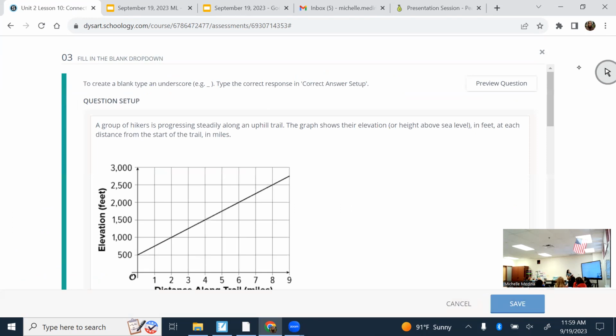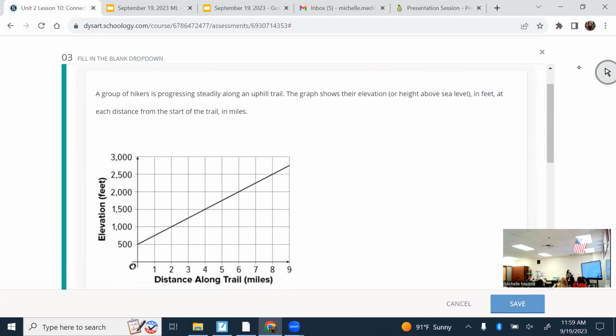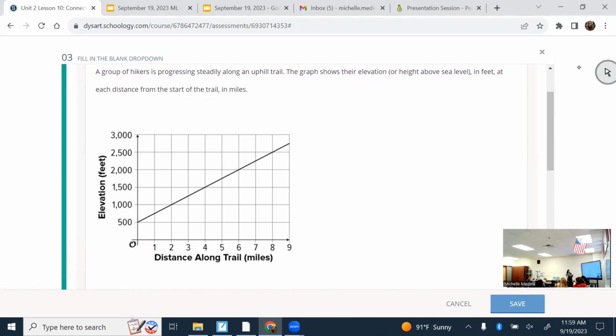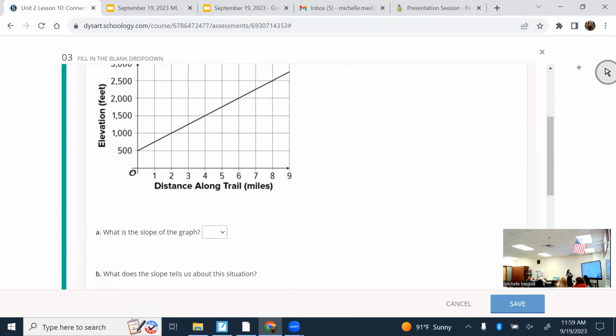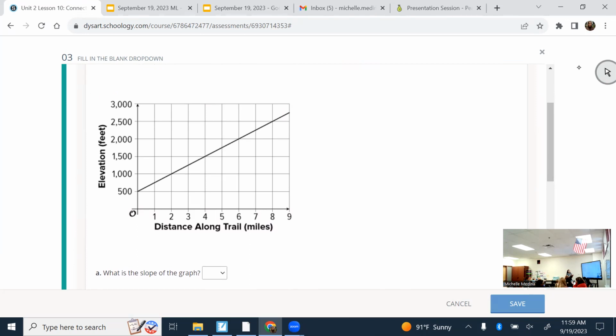Okay, I remember liking this question. A group of hikers is progressing steadily along an uphill trail. The graph shows their elevation in feet at each distance from the start of the trail in miles. So first, what's the slope? How can we tell slope from a graph? Slope from the graph, anyone?